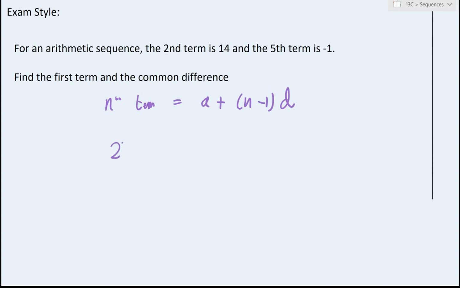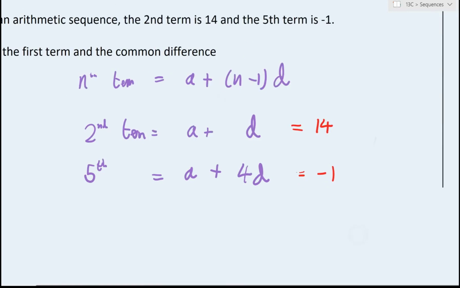So for the second term, it would just be a plus 2 minus 1 d, or a plus d. Again, the number of d's always lags one behind what term you want. So for the fifth term, that would be a plus 4d. Next, you plug in what we know. This second term just equals 14. This fifth term just equals minus 1.